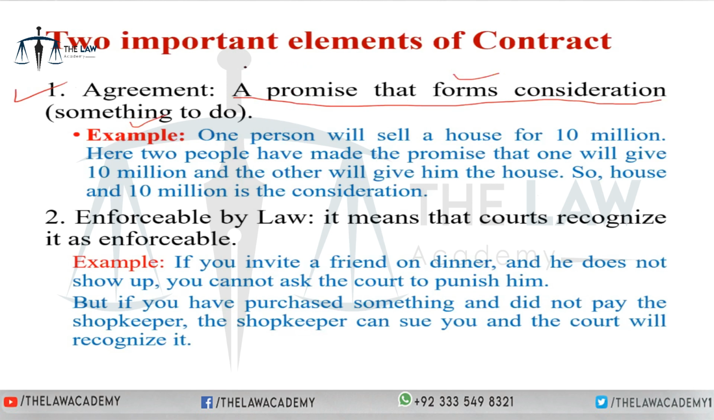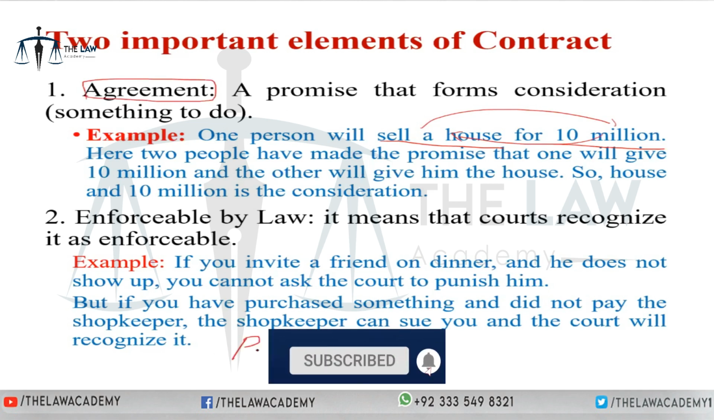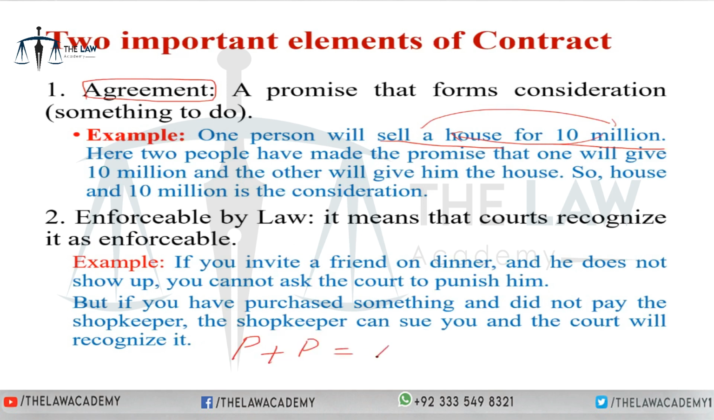So let's suppose a person is saying that I want to sell a house to you for 10 million rupees. So selling of the house is being promised by person A, and 10 million is being promised by person B. Two people are actually making a promise to each other for doing something. And what are the promises? One is going to sell a house, the other is going to give 10 million. So when these promises are being made, this will be known as agreement. So you can say promise plus promise is equal to agreement.